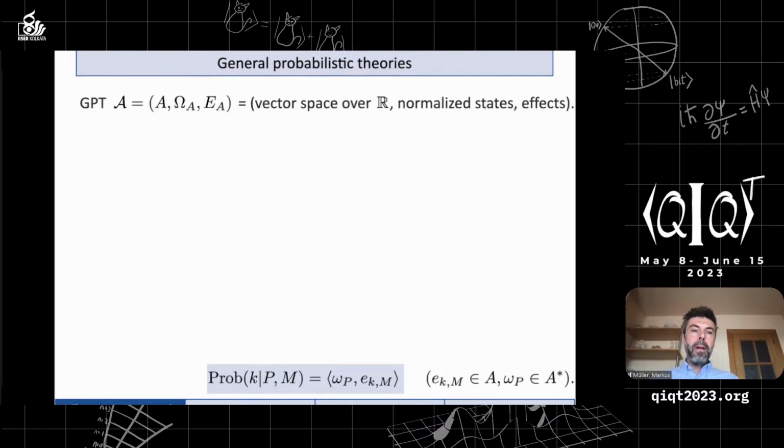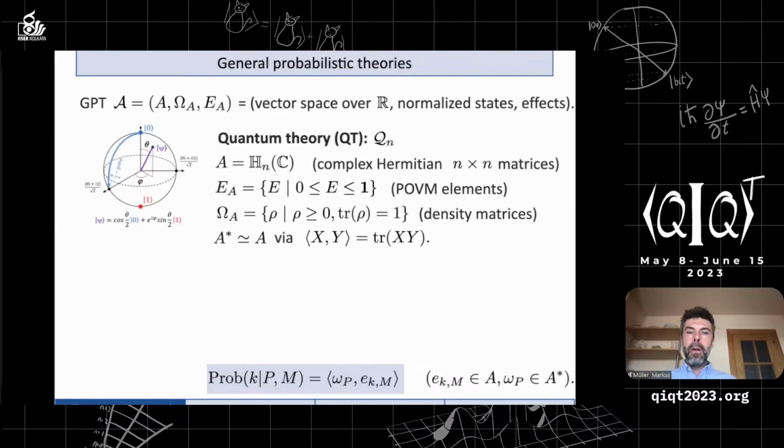You have, mathematically, a vector space where your states and your effects live. You have a set of normalized states and a set of effects. Okay. So in quantum theory, this is the easiest example. The vector space where everything lives is just the set of Hermitian matrices.